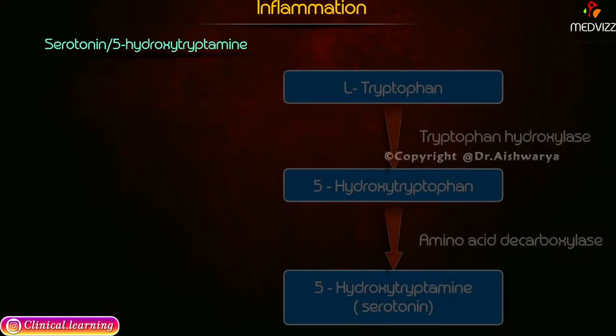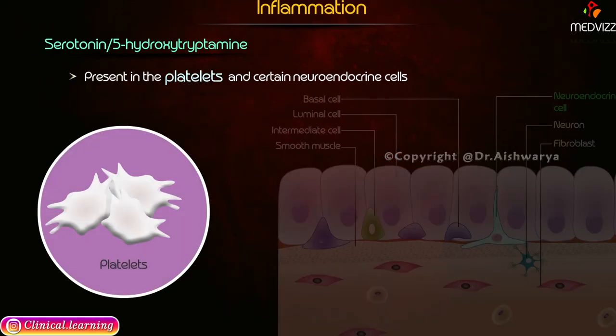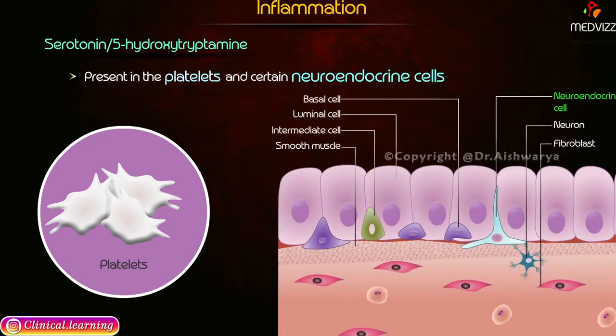Next is about serotonin, which is also called 5-hydroxytryptamine. Serotonin is formed from the amino acid tryptophan in tryptophan metabolism, and its action is similar to that of histamine, and it is present in the platelets as well as in certain neuroendocrine cells.